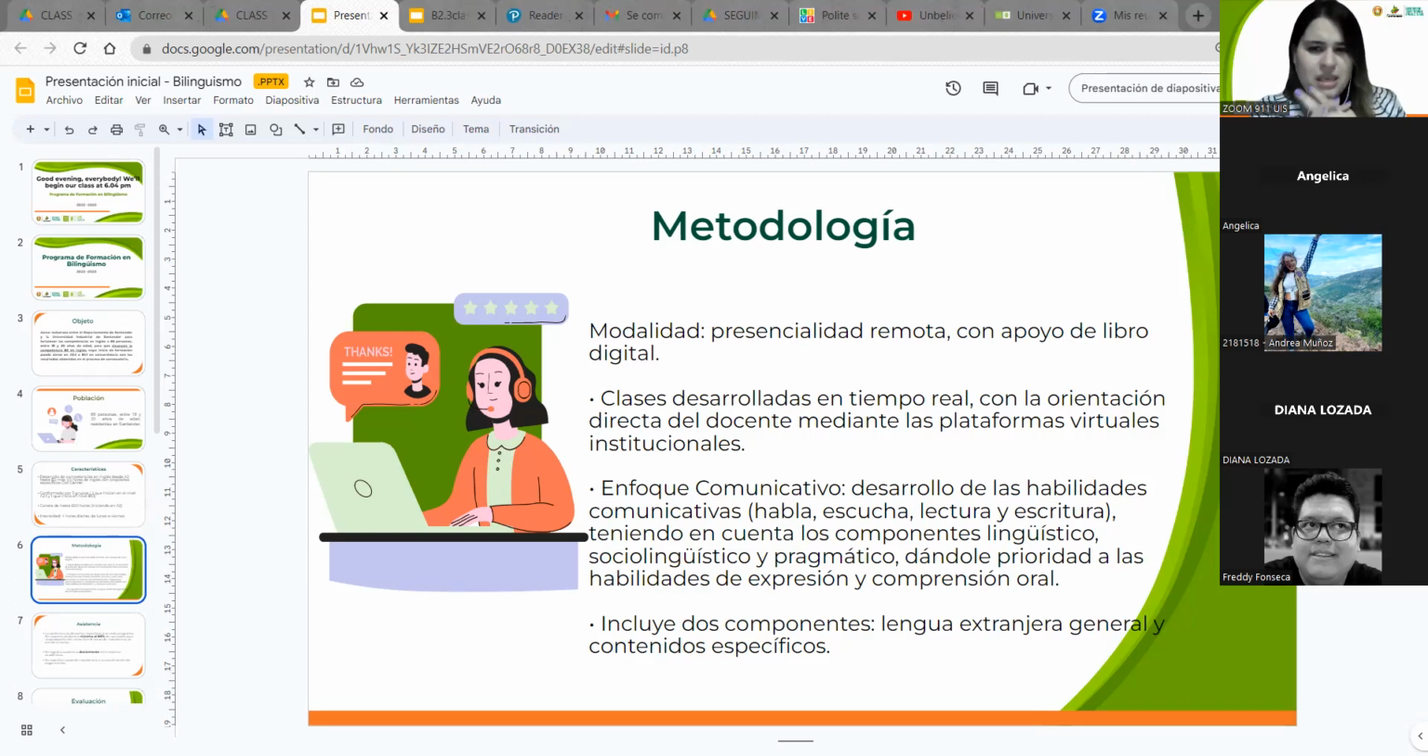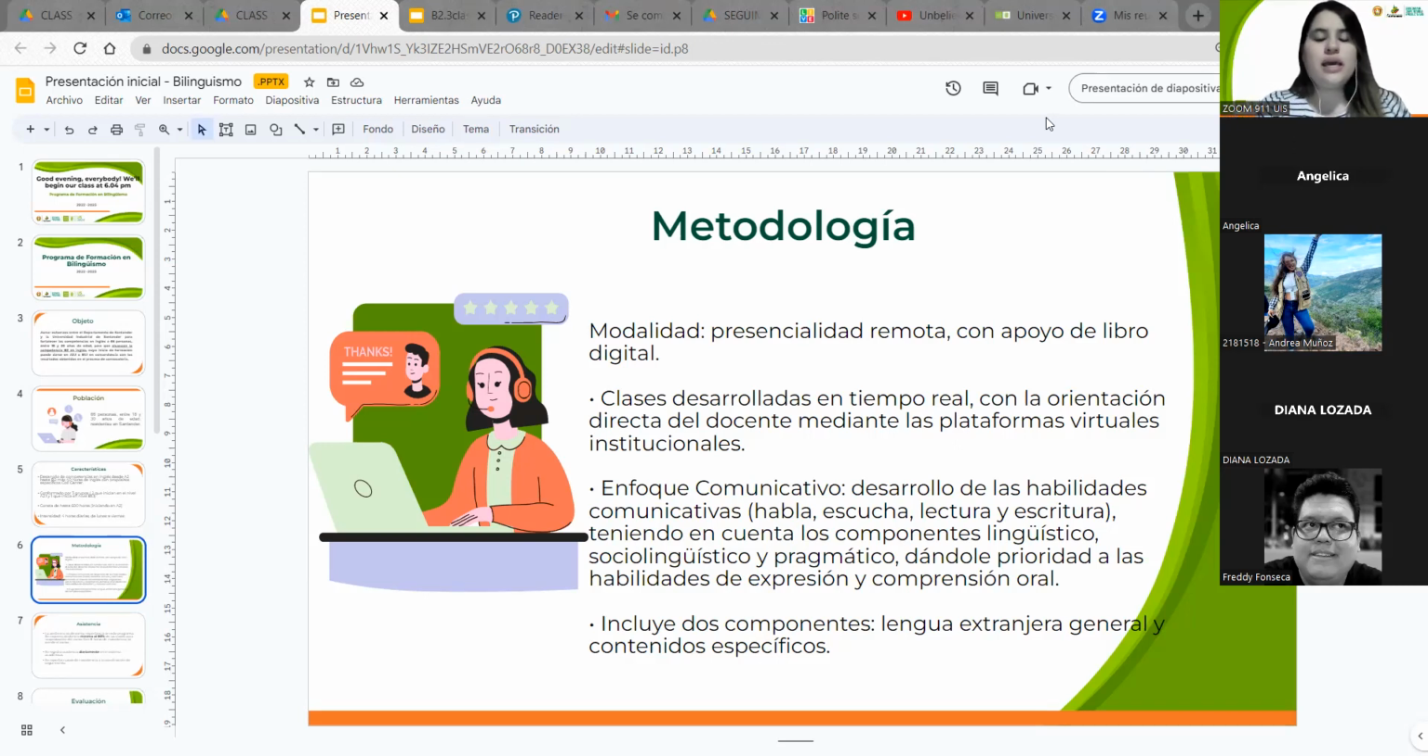Nuestro enfoque comunicativo: desarrollo de las habilidades comunicativas, habla, escucha, lectura y escritura, teniendo en cuenta los componentes lingüístico, sociolingüístico y pragmático, dándole prioridad a las habilidades de expresión y de comprensión oral. Nuevamente seguimos trabajando con la misma metodología, trabajo en grupos. La idea es que ustedes sigan trabajando y reforzando su parte de speaking.